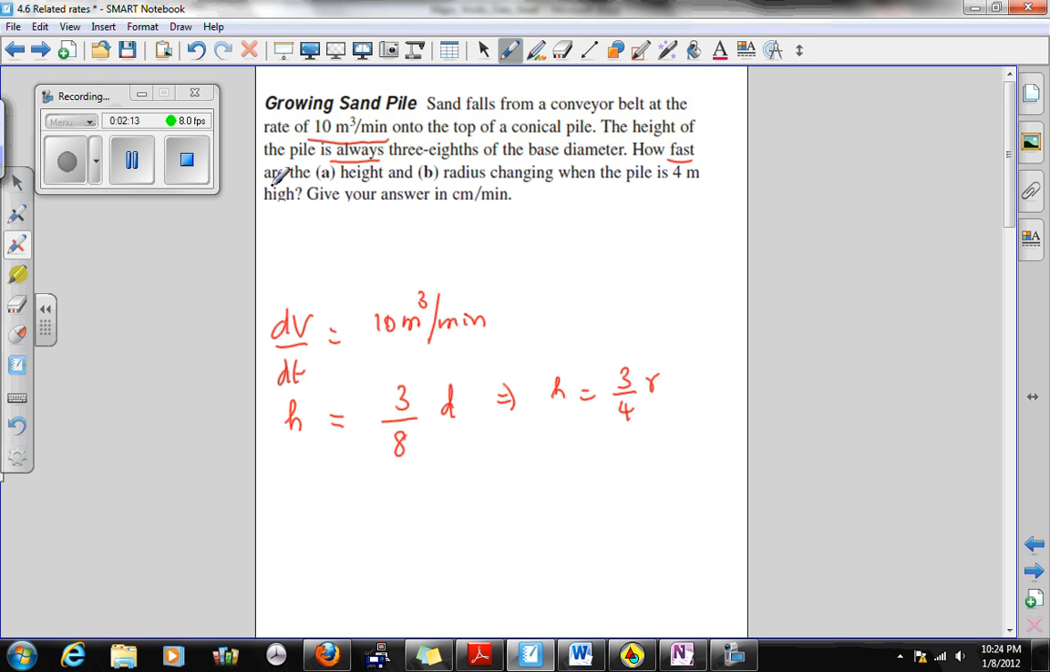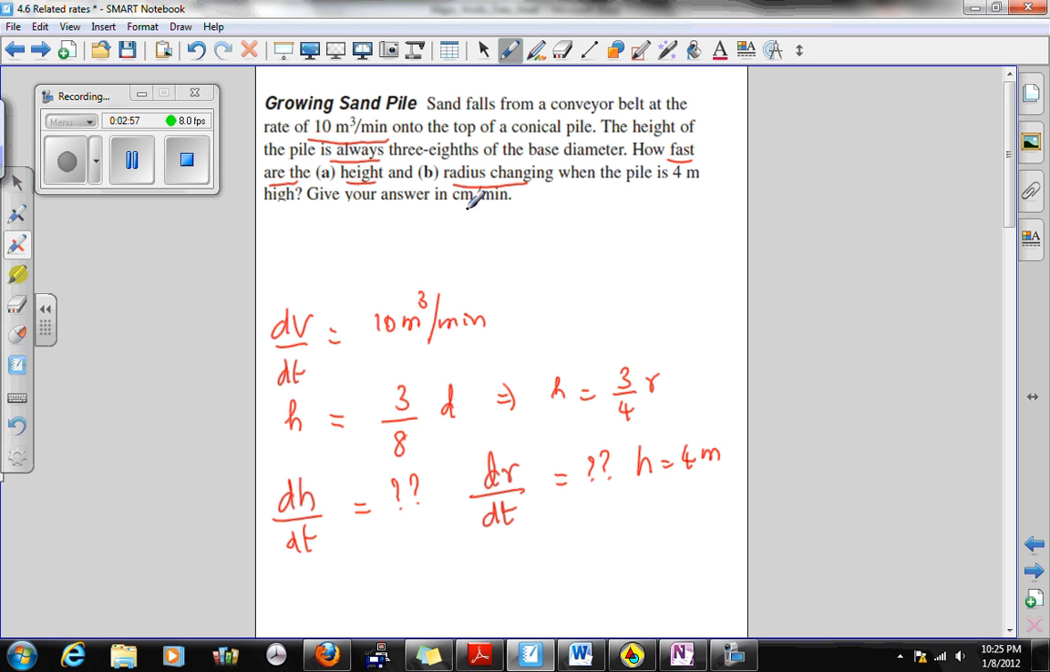Okay, let's move on. How fast are the height and the radius changing? So what is the question asking for? How fast is the height changing? How fast is the height changing is nothing but the derivative. The rate at which height is changing is dh by dt. We want to know that. And we also want to know how fast is the radius changing. That means we are looking for what is dr over dt. And at the moment when the pile is 4 meter high. So this is the moment in question. At the moment when the pile's height is 4 meters, we want to know what is the rate at which the height is changing as well as the radius is changing.